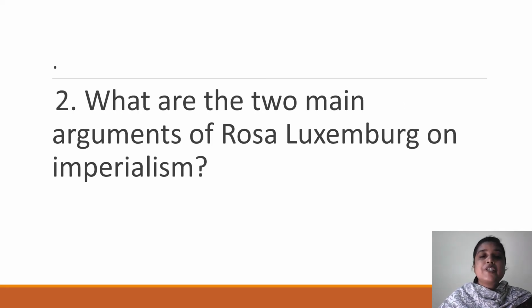The next question is, what are the two main arguments of Rosa Luxemburg on imperialism? So the first argument is that capitalist economies cannot function in isolation because they have to expand for raw materials, for markets, for labor power, etc. And the second argument was that capitalist economies eat up or swallow all the pre-capitalist economic formations by which they are surrounded. Okay, you have to develop this question in this manner.